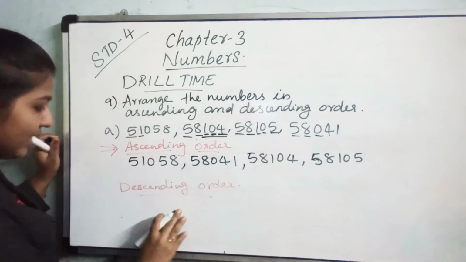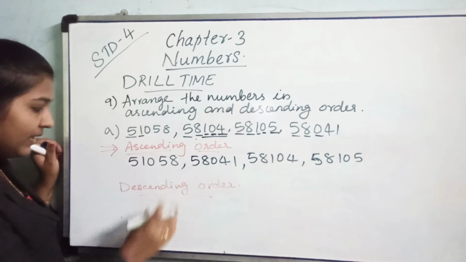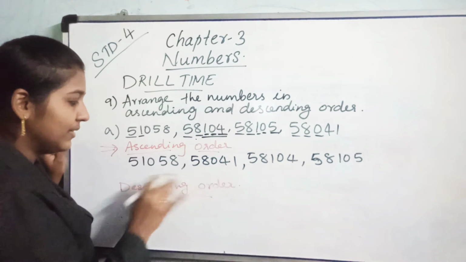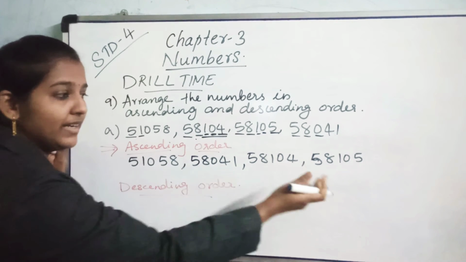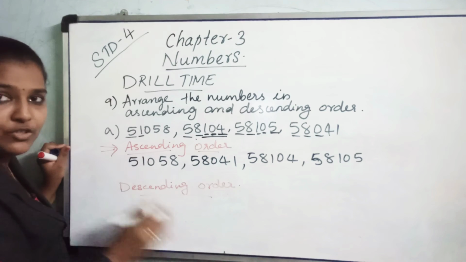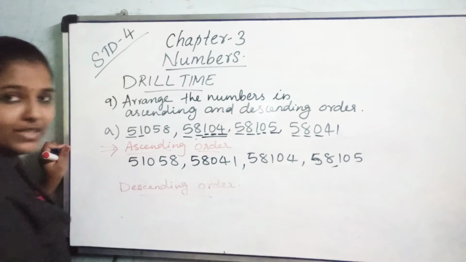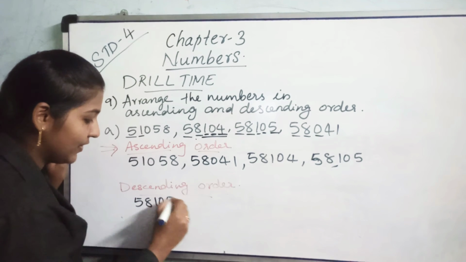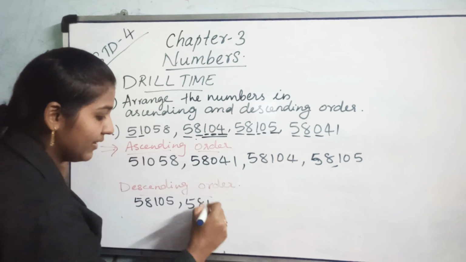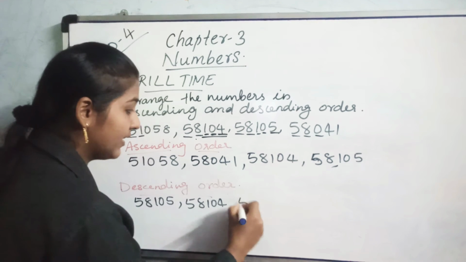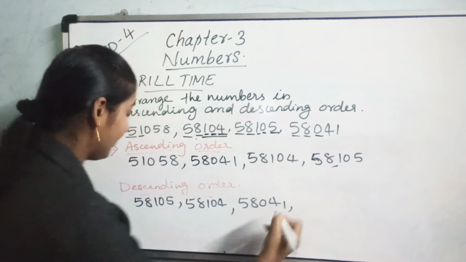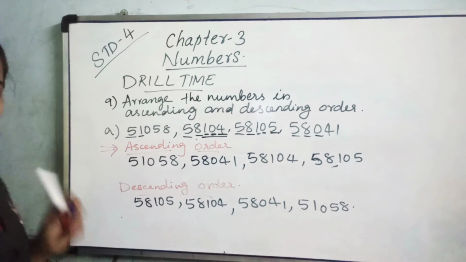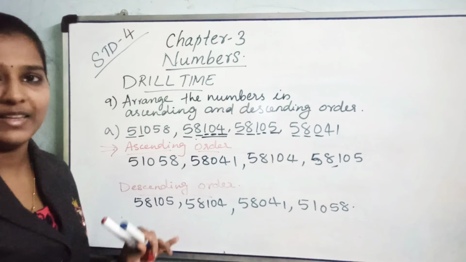So now you can write the descending order. When you have to write the ascending and descending order for the same numbers, it is very easy to answer, because first you do the ascending order and then just reverse the ascending order to get the descending order. That is, this one will be in the first position, that is 58,105 first, then 58,104, then 58,041. After that 51,058. Got it, children? Okay, so you will get the answer like this.